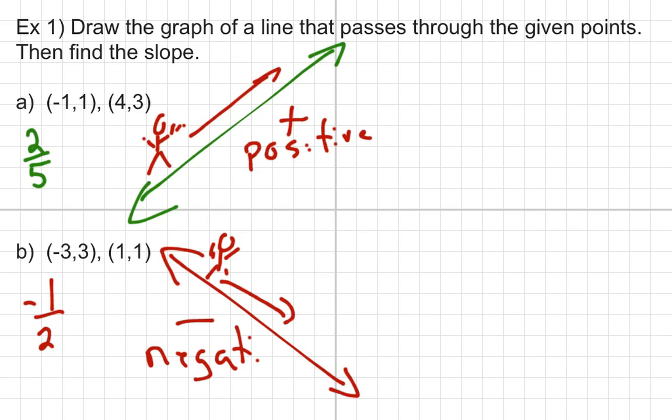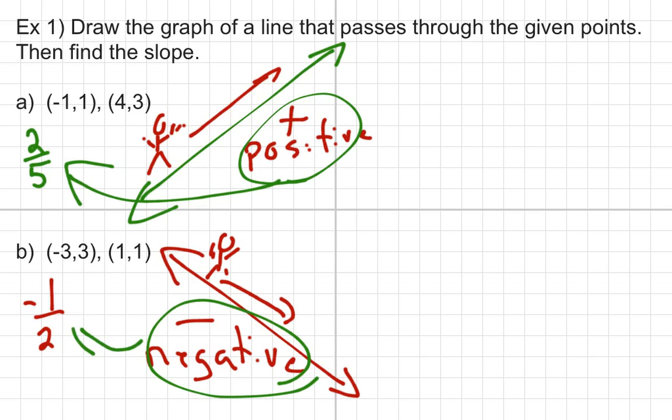So just by looking at the line, you should be able to tell, is it a positive answer, like the first one is? It's a positive. Or is it a negative answer, like the second one is? It was a negative. Or very possibly our slope could be the number 0.